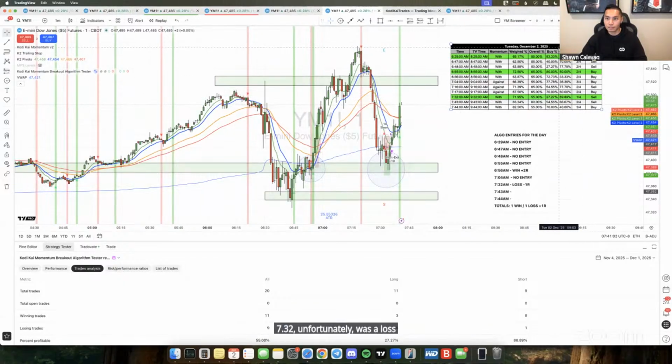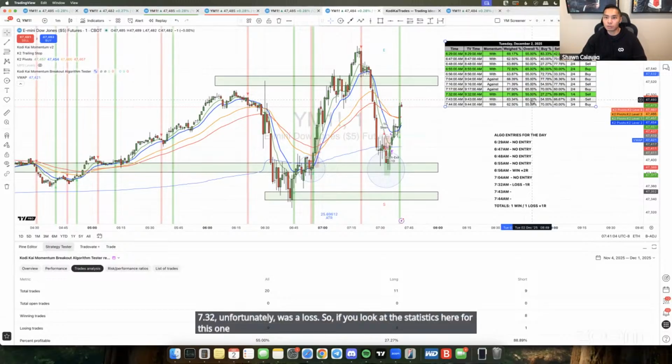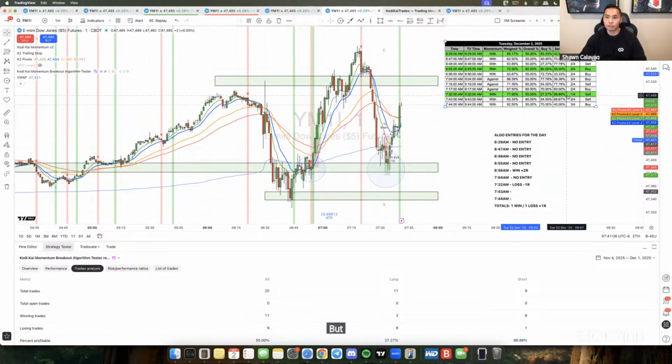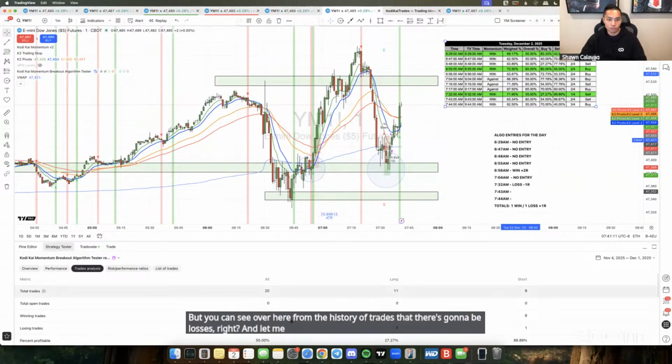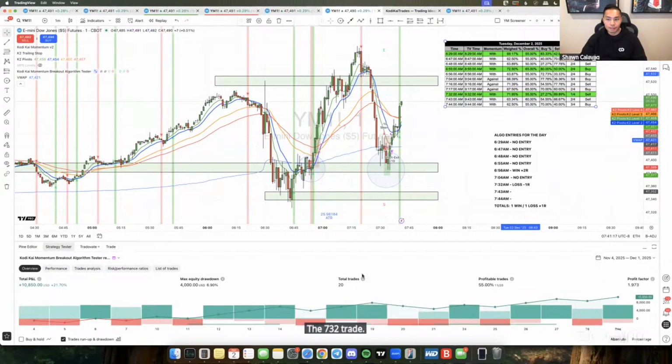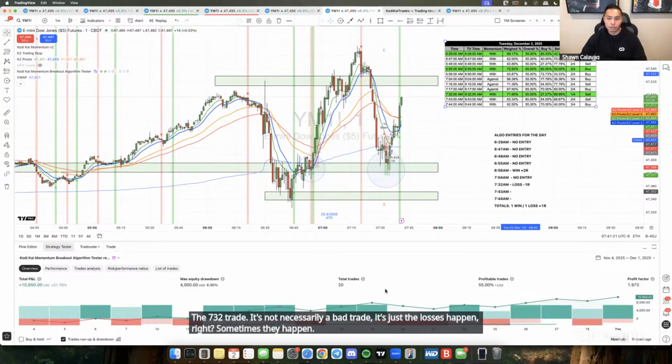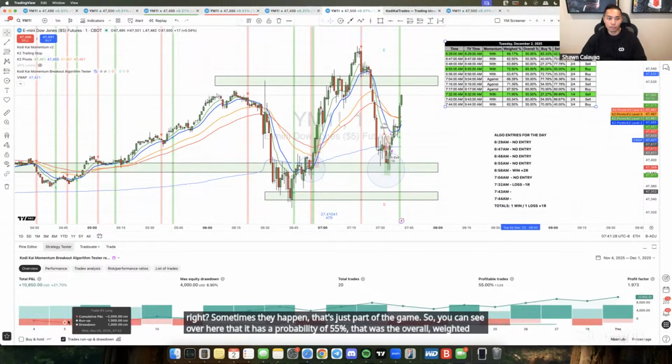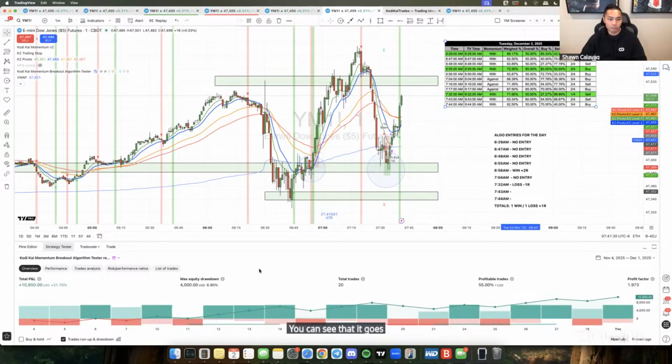So if you look at the statistics here for this one, it was good, but you can see over here from the history of trades, there's going to be losses, right? And let me show you guys a history of that specific trade at 732. So let's look over here. The 732 trade, it's not necessarily a bad trade. It's just losses happen, right? Sometimes they happen. That's just part of the game. So you can see over here that it has a probability of 55%. That was the overall, weighted at 71.95. You can see that it goes into drawdown sometimes, but it usually only has one drawdown or two trades.